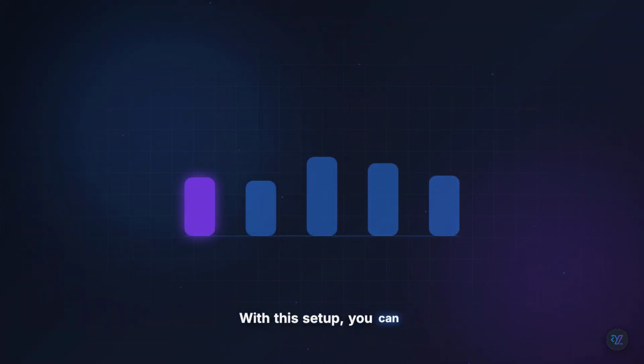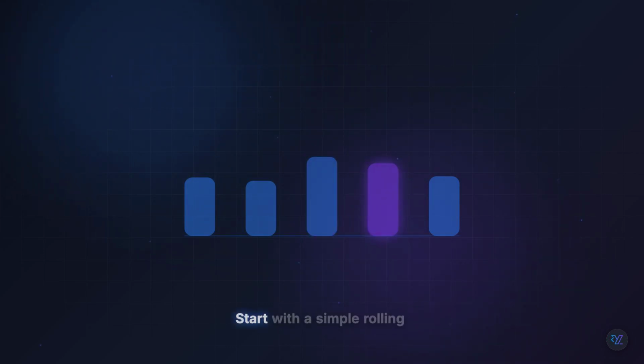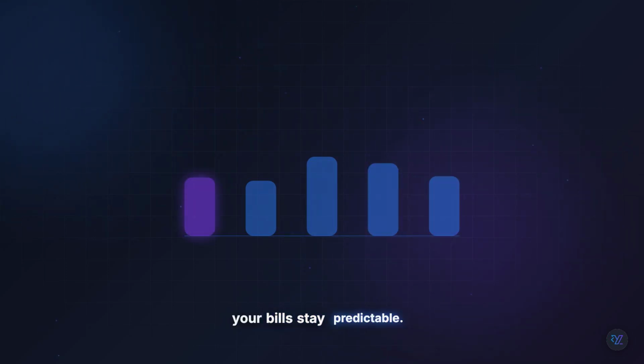With this setup, you can sleep easy knowing your serverless API costs are under control. If you hit one anomaly, the system catches it within minutes. Start with a simple rolling average and upgrade to more advanced ML later. Try it out and watch your bills stay predictable.